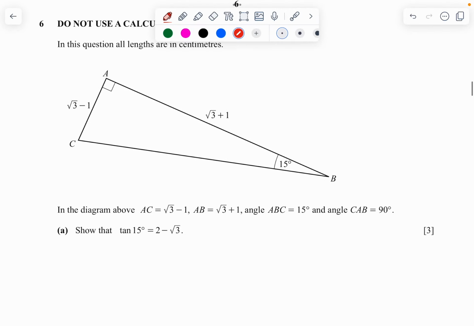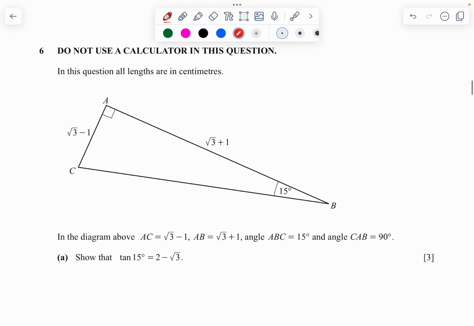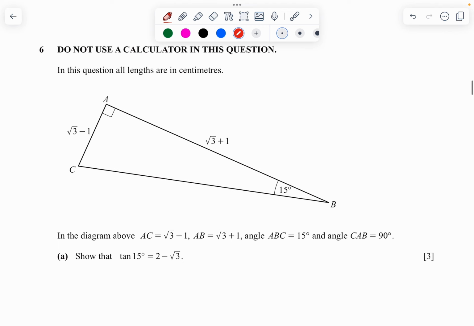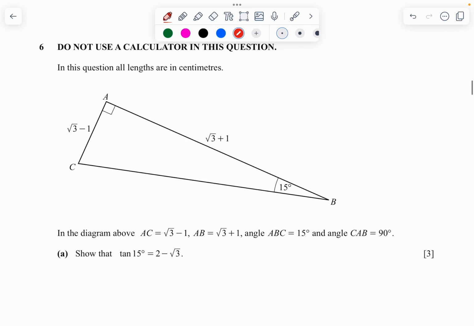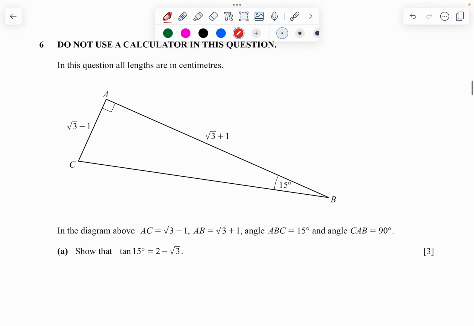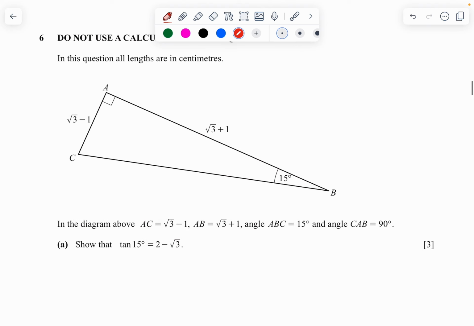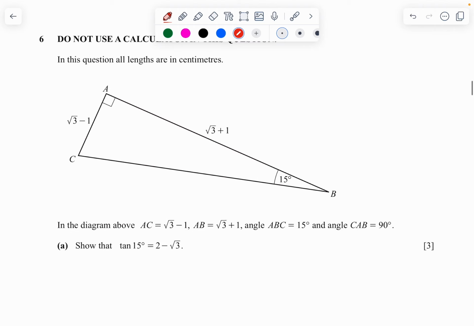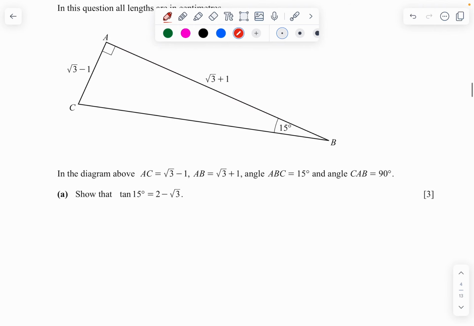Welcome back. Question number 6. Do not use a calculator in this question, which means, although it might also appear in paper 2, you need to show every single step. In this question all lengths are in centimeters.